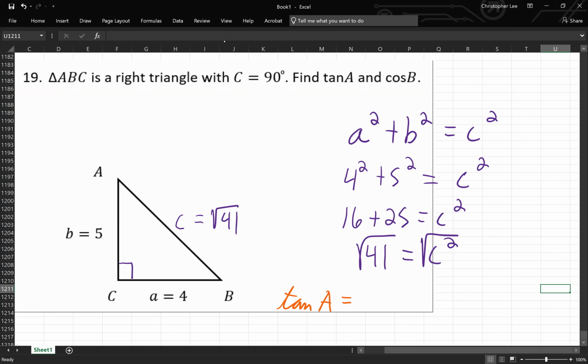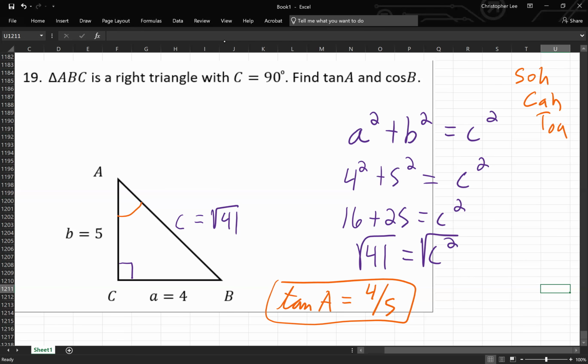Now, y'all remember SOHCAHTOA, right? So we know that tan is opposite over adjacent, right? But I want tan of A, so I'm up here, right? So what's my opposite over adjacent? What's the answer? 4 over 5. Very good, right?